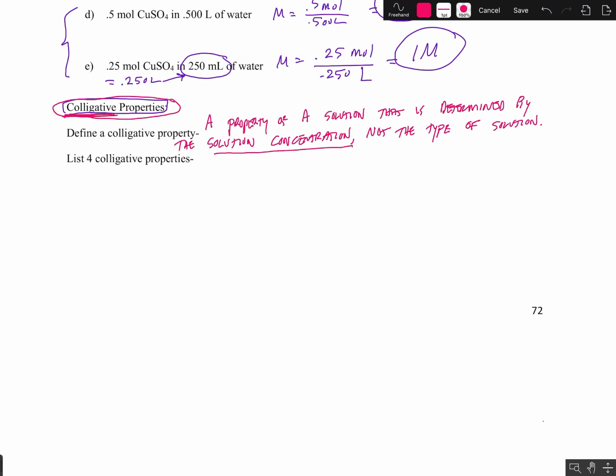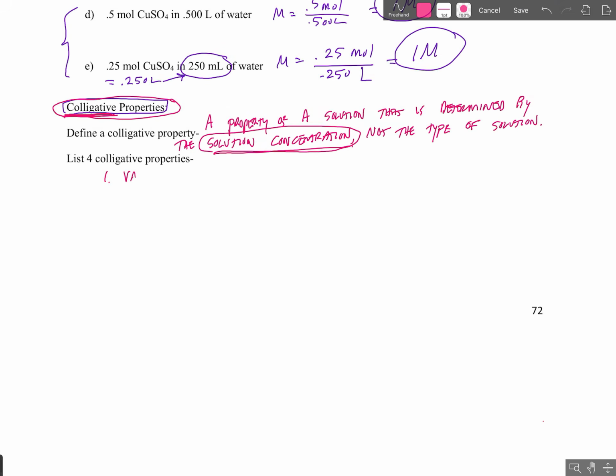Remember in the last video we talked about something called molarity, which described the concentration of a solution as being either concentrated or dilute. Well, a colligative property is a property of a solution that's determined by how concentrated that solution is, not the type of the solution, not necessarily the solute and the solvent. It's how concentrated that solution is. Now, there are four colligative properties we will discuss.